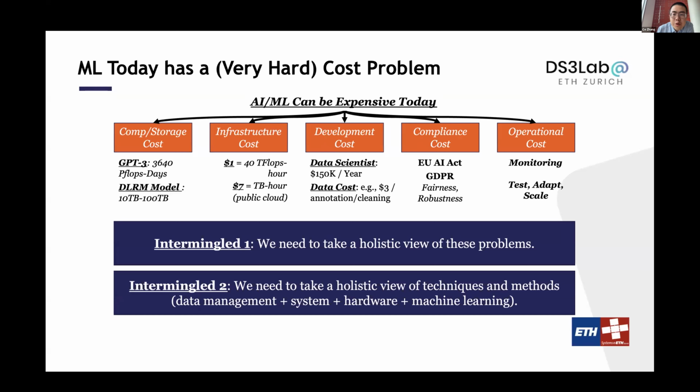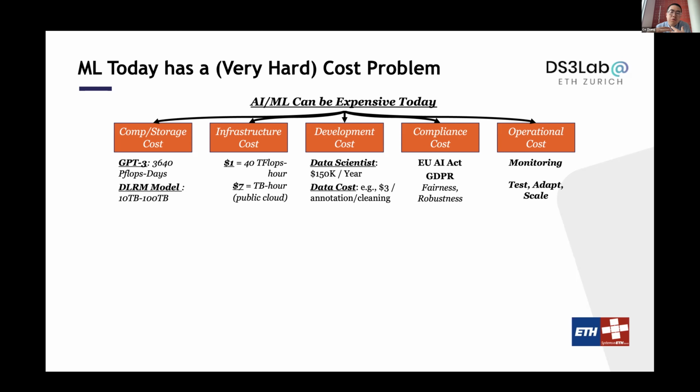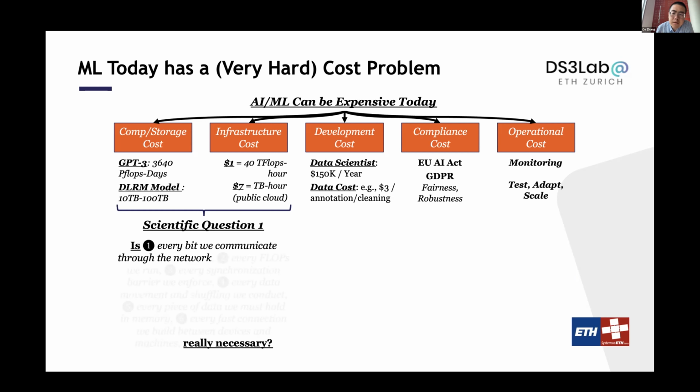So it's super hard. I have no idea how to fully answer this question, but over the years, my group has been focused on 2 very specific scientific questions. The first question is: looking at the model training process, we take every single bit that we communicate through the network, every single floating point operation we do when training such a model, every single synchronization barrier we enforce such that the machines wait for each other, every single data movement and shuffling we do inside our data system, every piece of data that we must hold inside our memory, and every fast connection we build between those devices.